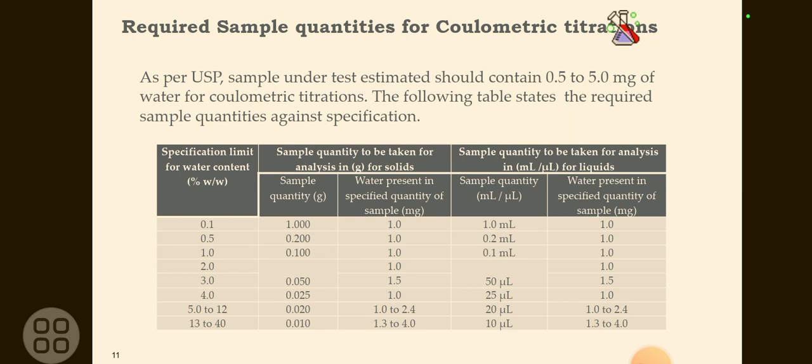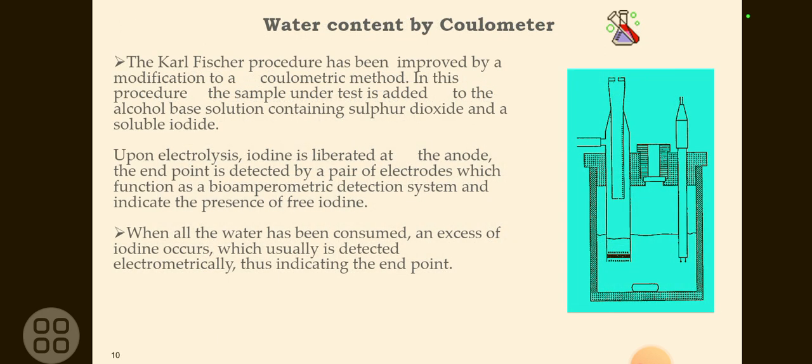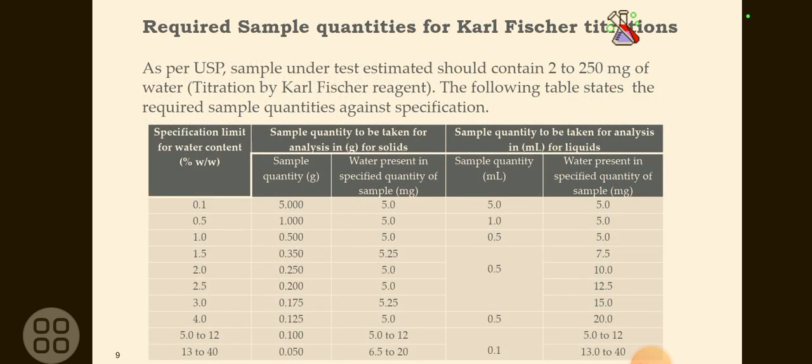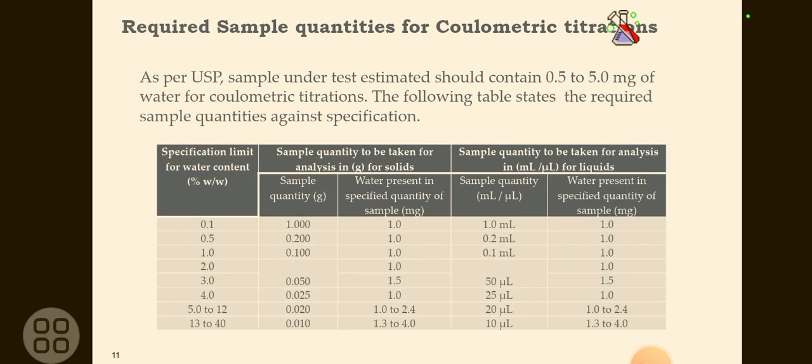For the coulometric titration, as per the USP, the requirement is 0.5 to 5 mg, because the coulometric technique is much more sensitive than Karl Fischer. In Karl Fischer, the material requirement is around 2 to 250 mg. But in coulometry, only 0.5 to 5 mg is sufficient, because the sensitivity is very high, as there is no iodine directly involved in the reaction. The iodide is present in the electrodes itself, and that iodine will be discharged. Based on the movement of that iodine between the two electrodes, they are very sensitive electrodes. That's why even a very small amount will be detected very easily.